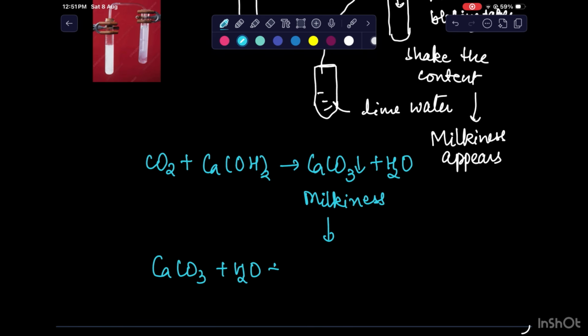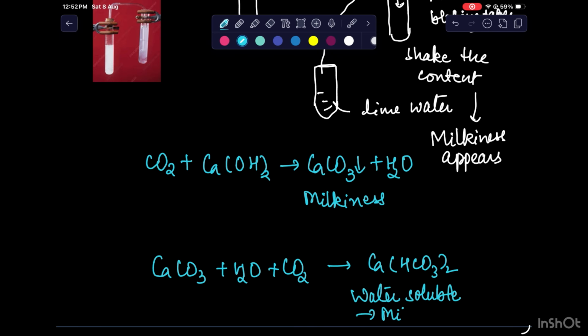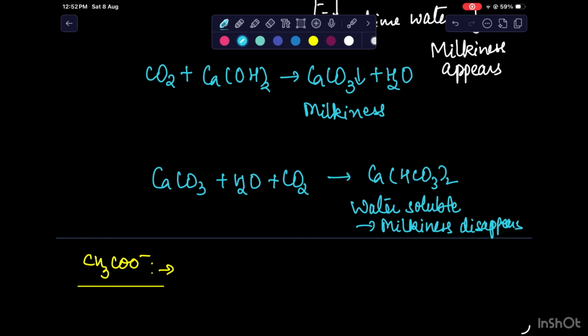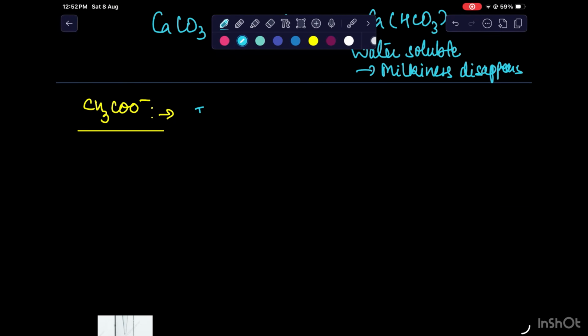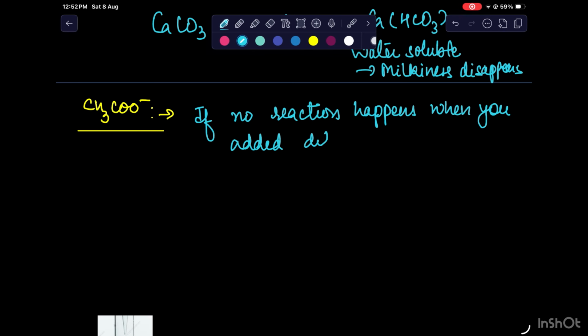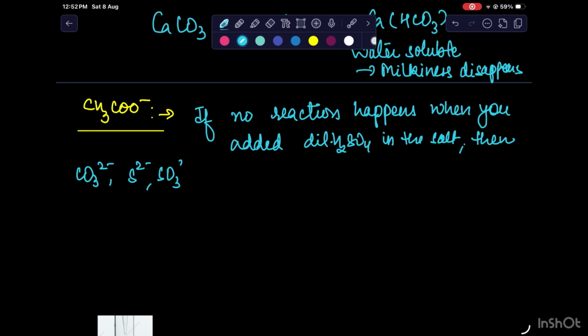So milkiness appears. If you pass a larger amount of CO2, then you will find that the milkiness disappears because of the formation of calcium bicarbonate, right? Calcium bicarbonate is water soluble, and that is why the milkiness disappears. So that confirms the carbonate ion. If we did not observe anything when we added dilute H2SO4, that is, if no reaction happens when you add dilute H2SO4 to the salt, then carbonate, sulfide, SO3 2-, and NO2- are absent.